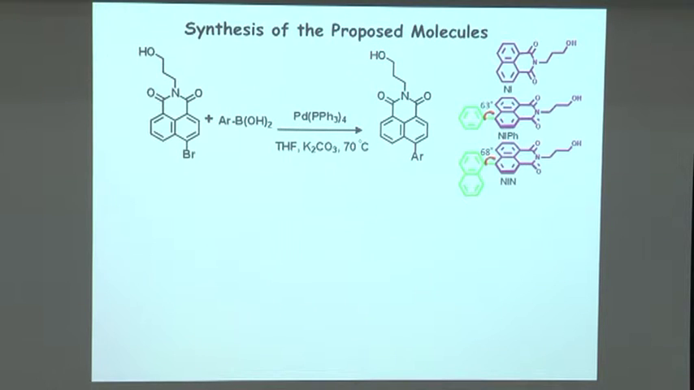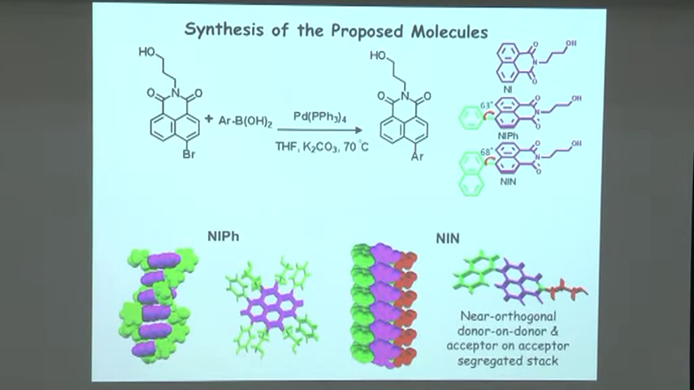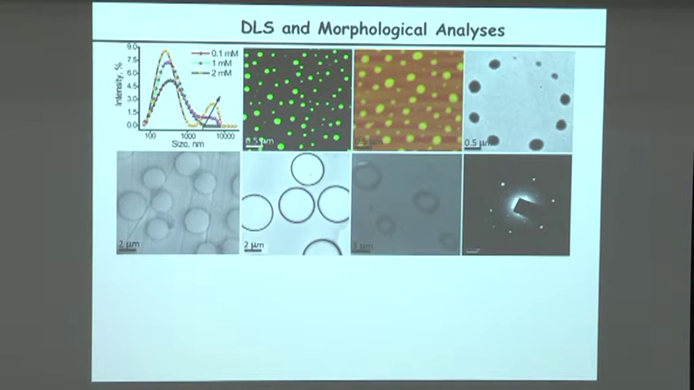So as you can see here, we went ahead making molecules with naphthalenimide, just bare chromophore, phenyl substituent and naphthyl substituent. Got the crystal structure as we anticipated, donor on top of each other and acceptor on top of each other. And when we disperse this particular material in solution, you get spherical architectures that look like this, and selected area electron diffraction shows that it is crystalline in nature, almost similar to the crystallinity that you have in the crystal structure.